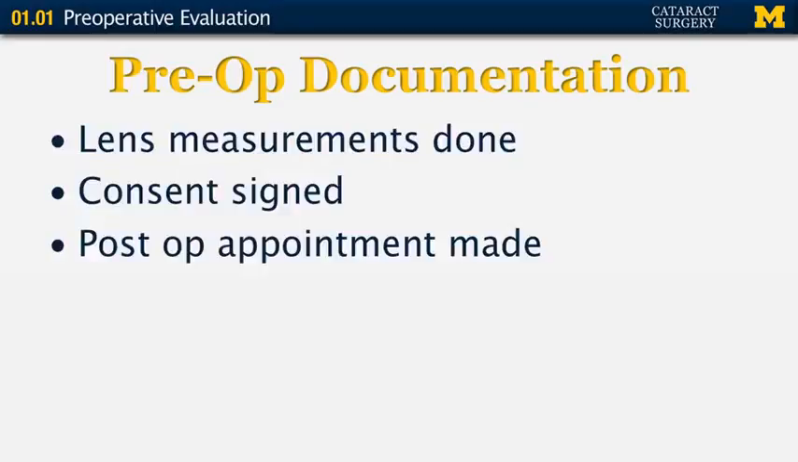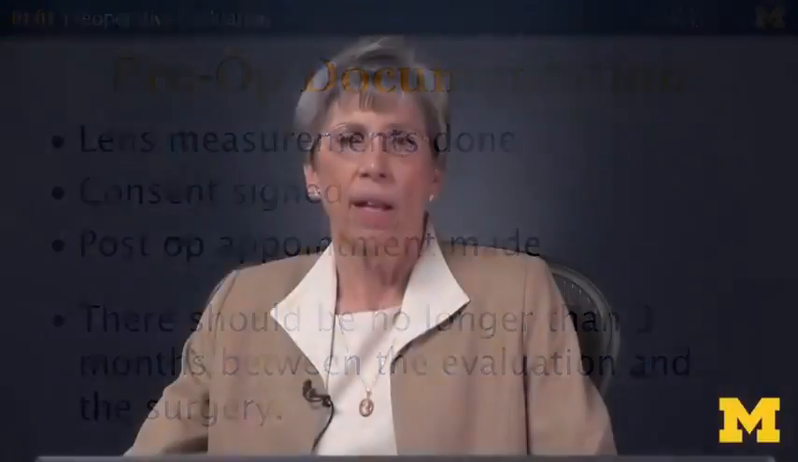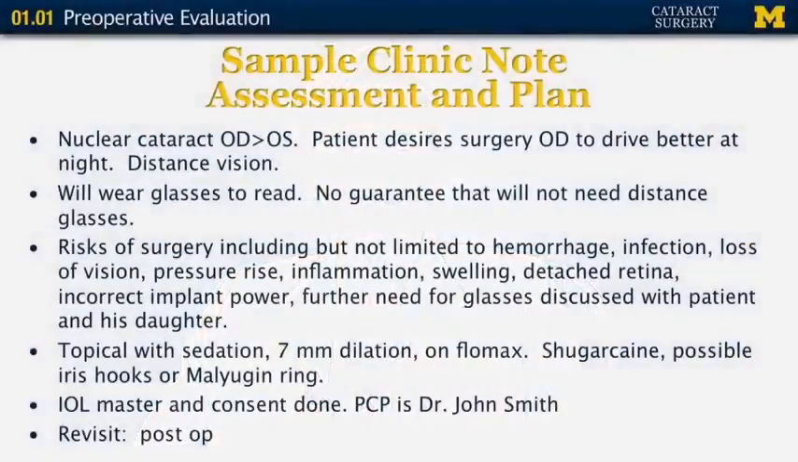We also have to have documentation that the lens measurements were performed and the lens calculated, the consent has been signed, and a postoperative appointment has been made. There should be no longer than 3 months between the evaluation and the surgery. Lots of things can happen, especially in an elderly patient, in months following the evaluation, and we would want to avert any postoperative surprises. This is just a sample clinic note for the assessment and plan portion of the note. I won't read it, but it basically reviews all the information that we just discussed.